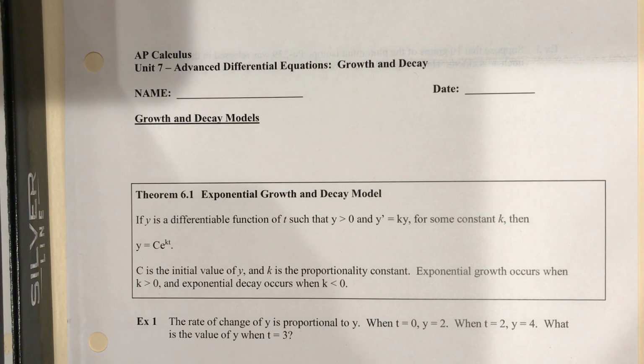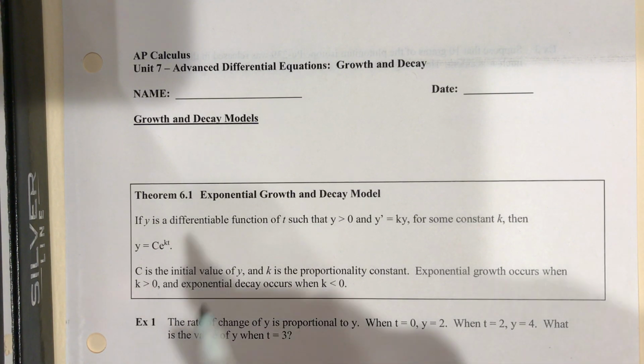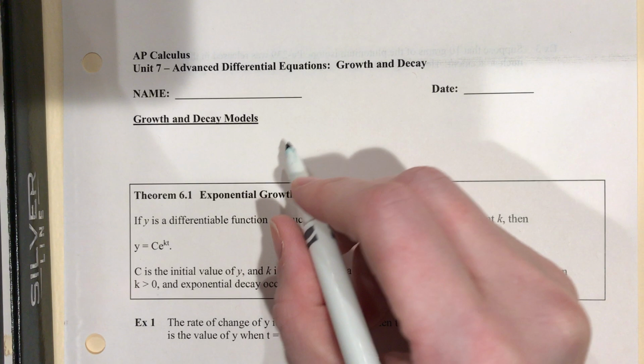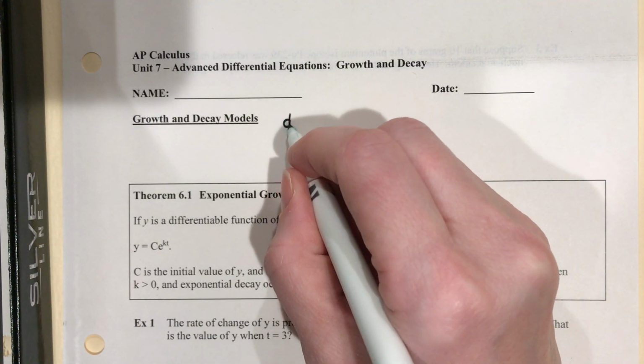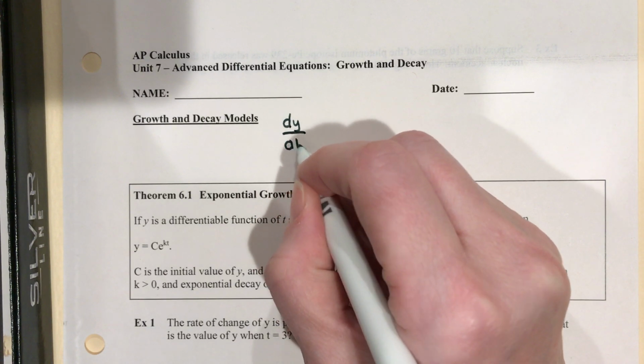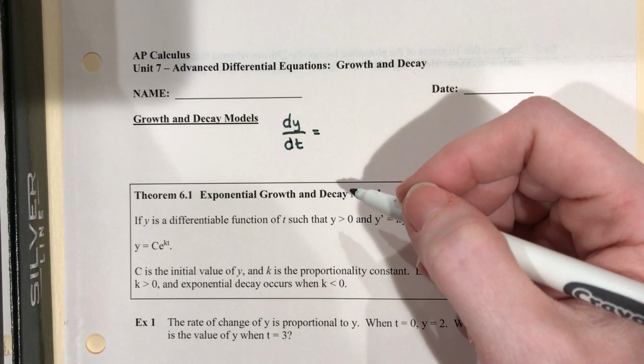So for this lesson, we are going to go back and do a little bit more with differential equations. And these are probably the most complicated types that you're going to see, and they all deal with direct proportion. So we have talked about that they might say something about a rate. So for now, I'm going to call that dy dt is equal to a proportional statement.